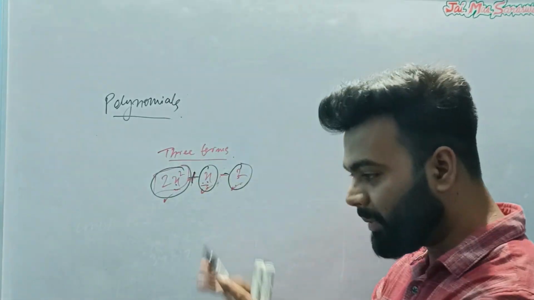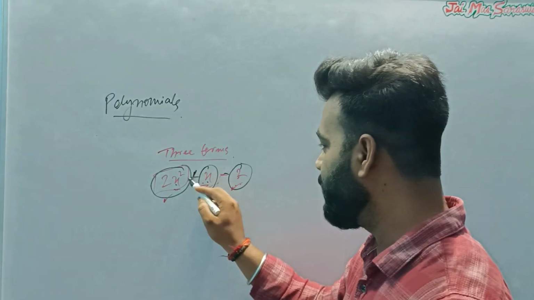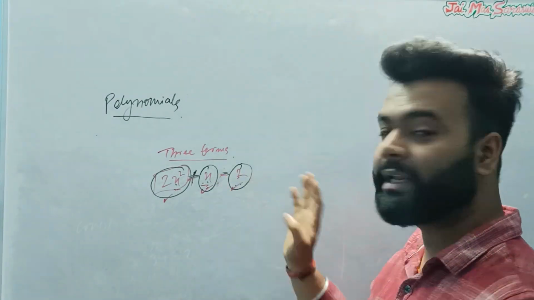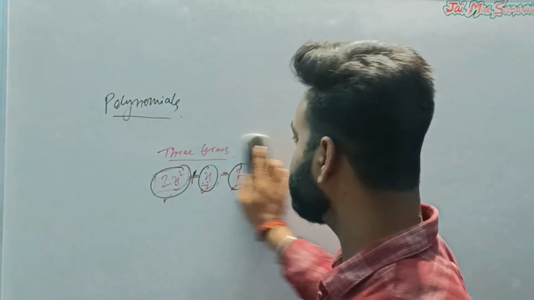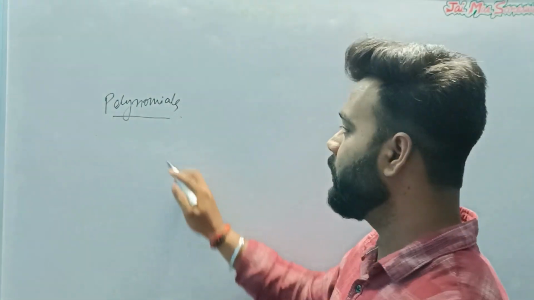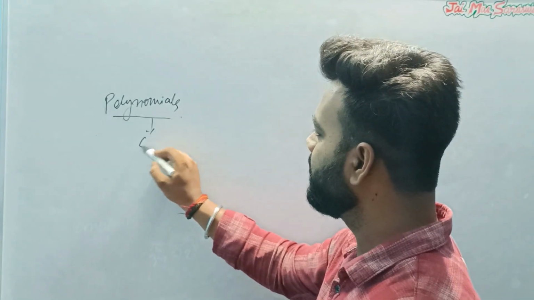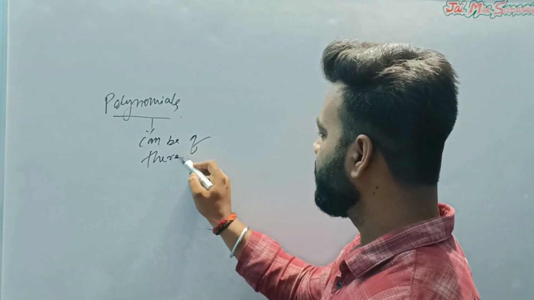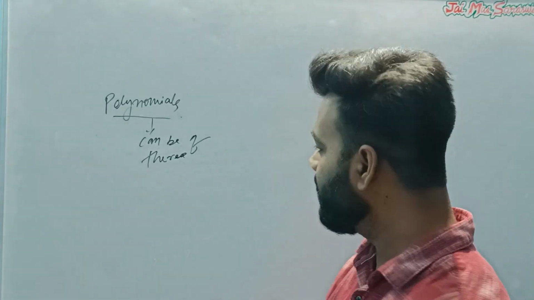And what is separating them? The sign of plus and minus. I hope you understood about one term, two terms, and three terms. Now depending on the number of terms, polynomials can be of three major types, right? Three major types.